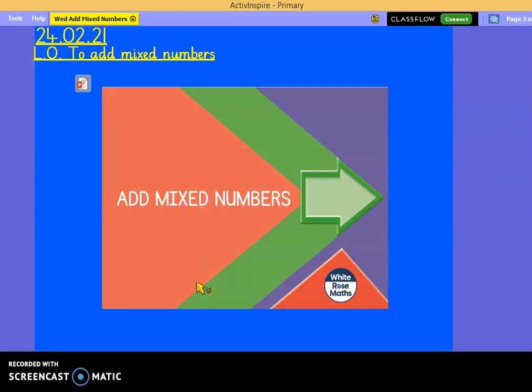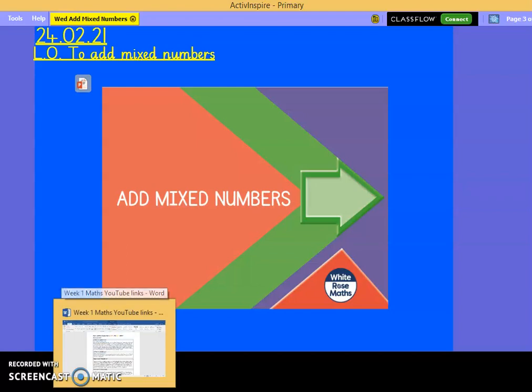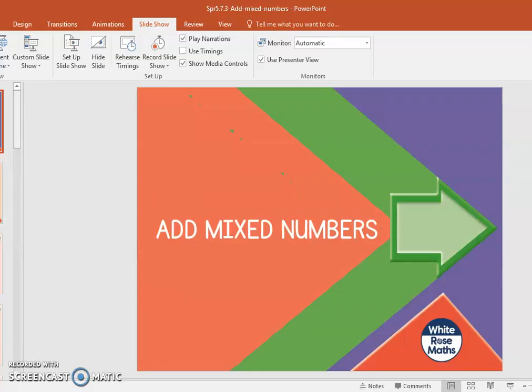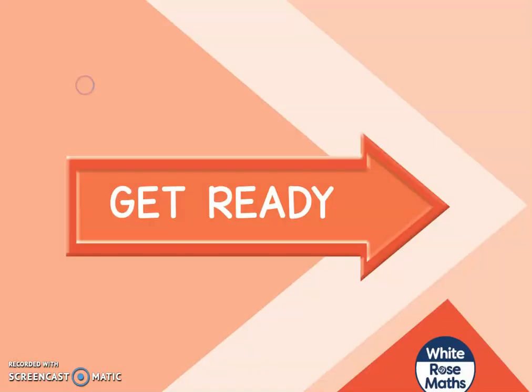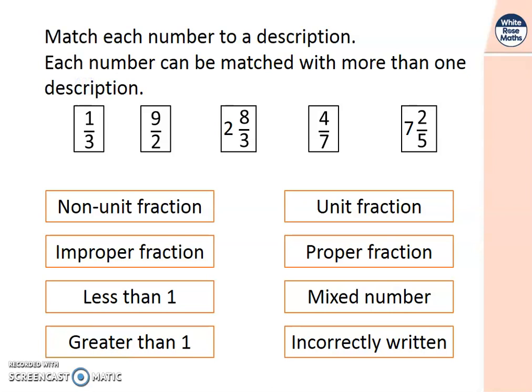So yesterday we looked at adding mixed numbers as a task. Today we're going to be doing it using our worksheet. Let's begin with our get ready tasks. Now what I'd like you to do is match each of the numbers up here to the descriptions below. Each number can be matched with more than one description. Please pause the video while you have a go. Let's see how you did.